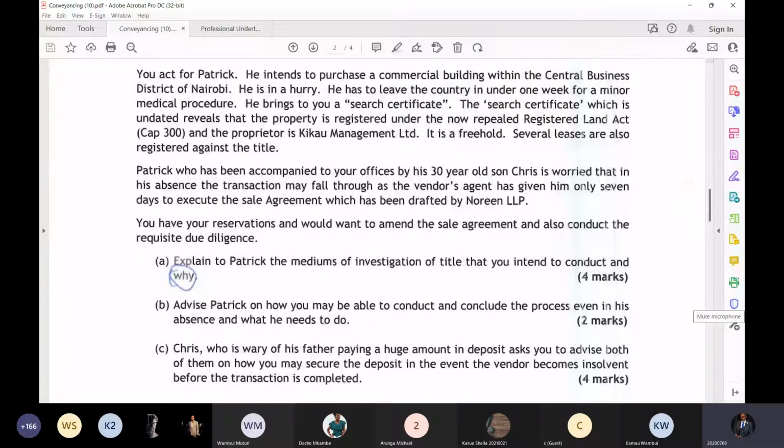Okay, I'll list them and then I'll explain. One, we have the contract. The contract inquiries, requisitions. Searches. Now explain all these three and give the law and statutory underpinnings, if any.